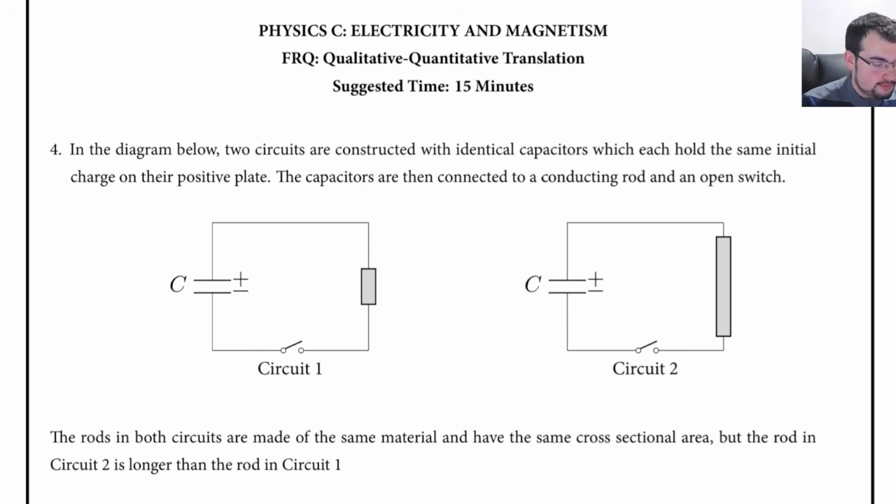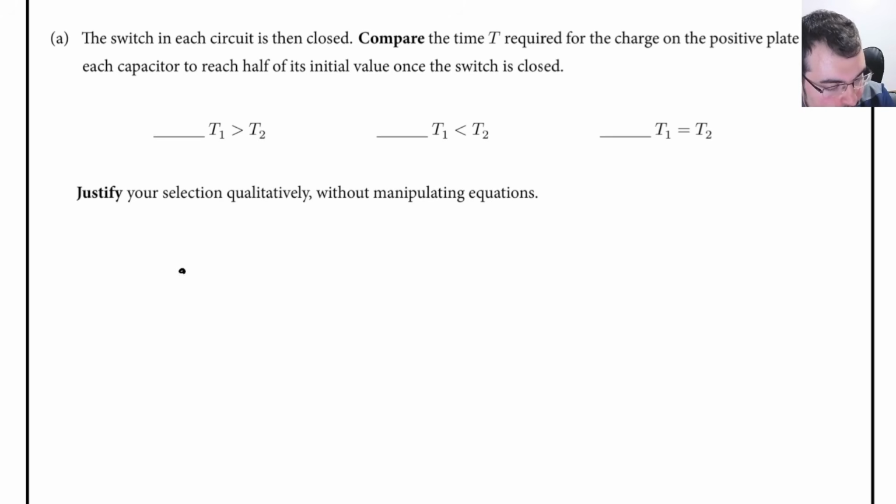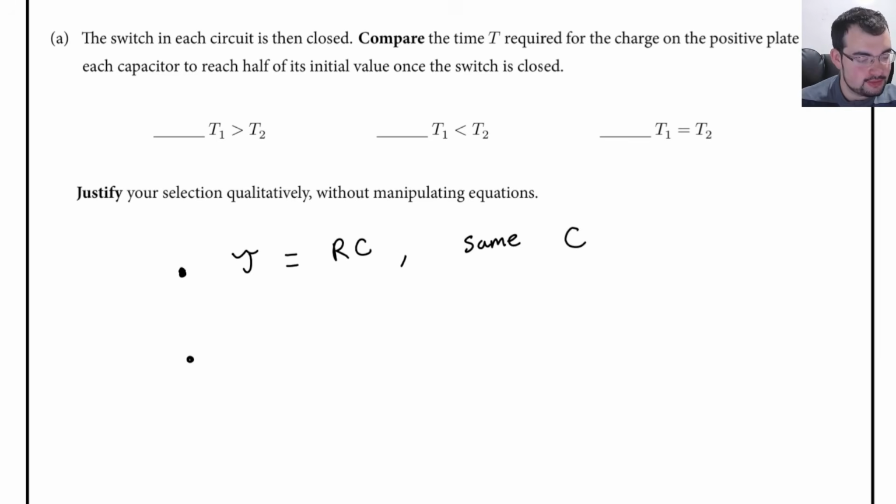We have 2 circuits. We have 2 capacitors that are identical. We have 2 rods of the same area, but one of the rods has bigger length. We would like to compare the time it takes for each capacitor to become halfway discharged. Well, if we're talking about time in a capacitor circuit, the clear path forward should be that the time must be proportional to the time constant, RC. And we know that we have the same capacitance. So we're really just looking at the resistance of each of these.